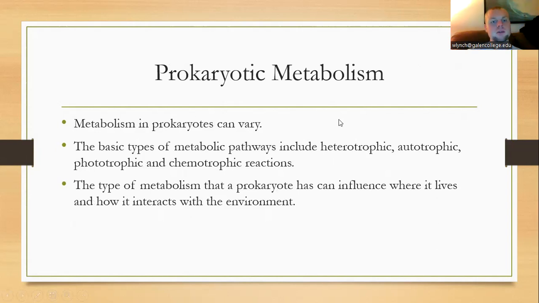Prokaryotic metabolism is variable. It depends on which kind of energy substrate they utilize most often. So in terms of metabolic pathways, we have what are known as heterotrophic, autotrophic, phototrophic, or chemotrophic reactions. The type of metabolism that a prokaryote uses is basically indicative of where it lives and what it needs to do in order to survive in its environment.